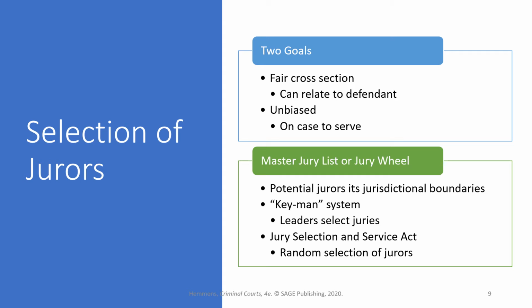So how do you even get to being able to pick a jury? Well, you've got to have a master jury list or a jury wheel. And these are any potential jurors within the jurisdictional boundaries of either the city or the county. It used to be that you had a key man system where you would have the leaders of the community that would select juries. Now, for the most part, it's random. Anyone who has a driver's license, voter registration card, they are put into a jury pool.